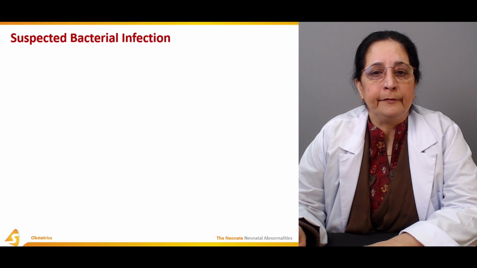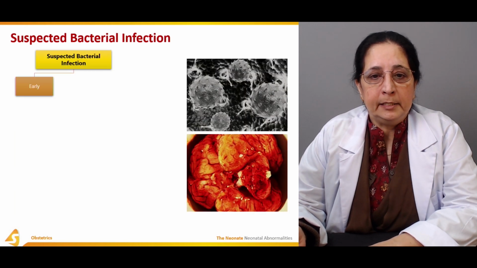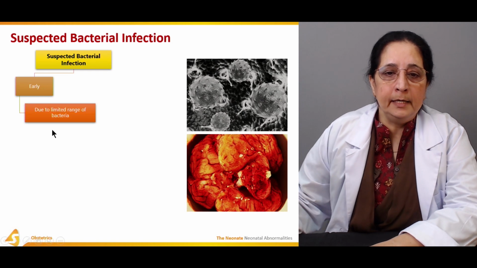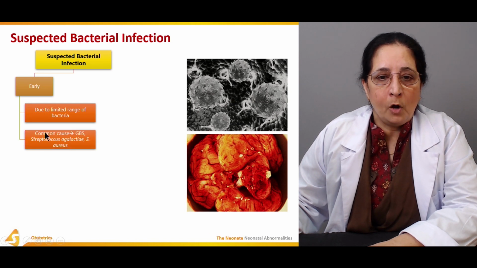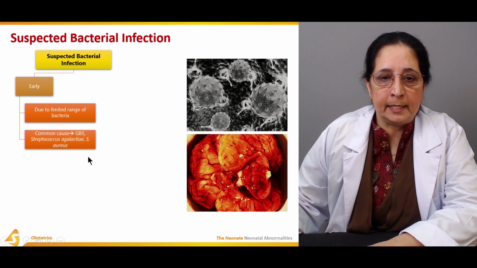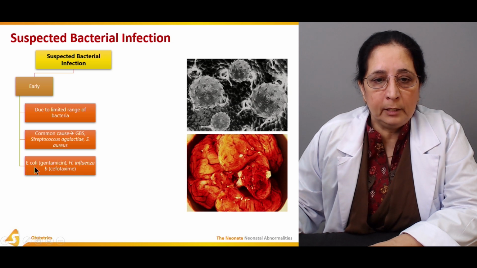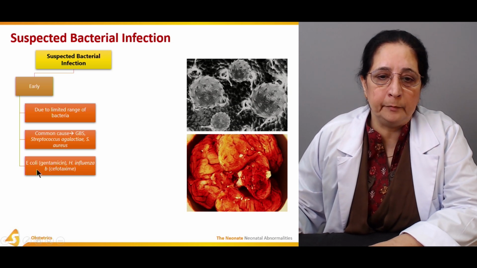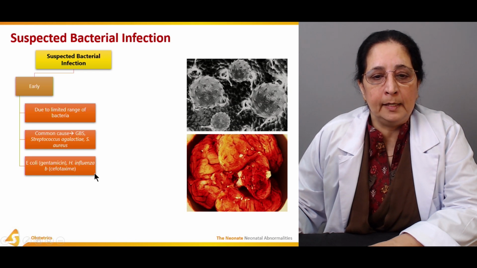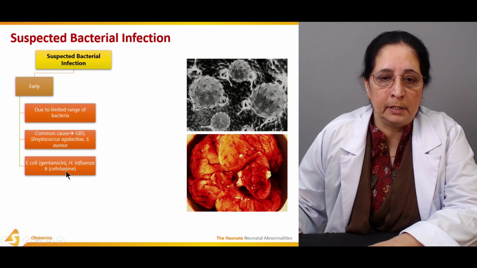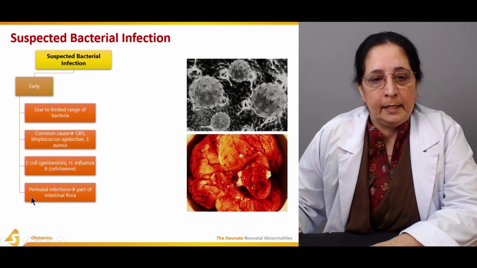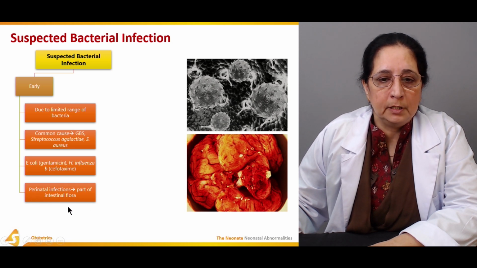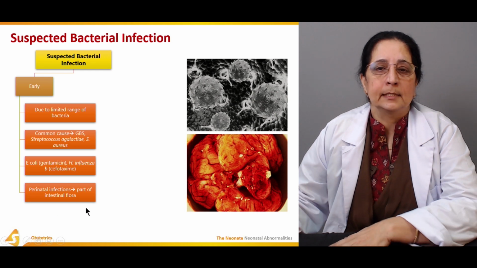Suspected bacterial infection: if it's early, it is usually due to a limited range of bacteria. Common causes are group B streptococcus, Streptococcus agalactiae, and Staphylococcus aureus. E. coli, if present, we treat with gentamicin, and for Haemophilus influenzae B, we use cefotaxime. And then the perinatal infections are part of the intestinal flora.